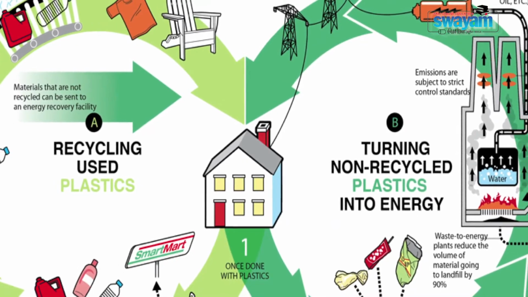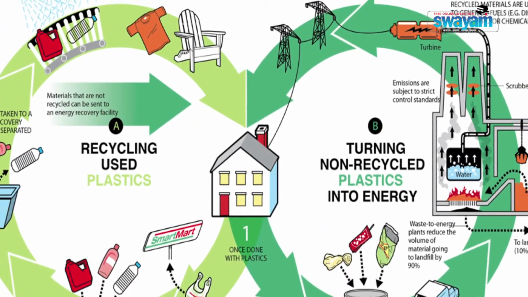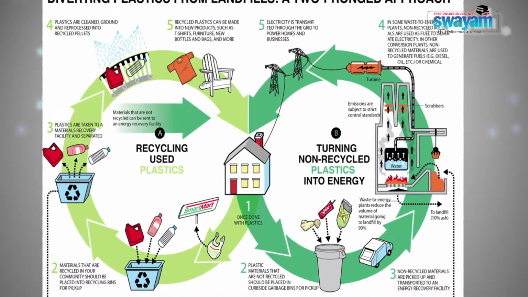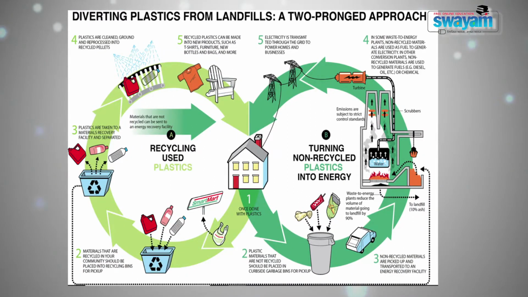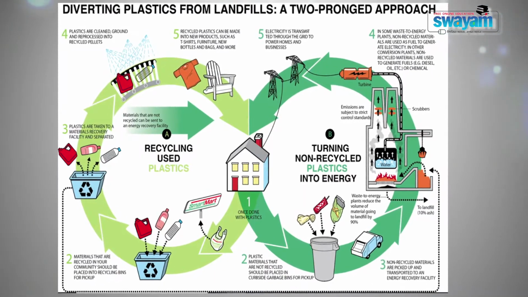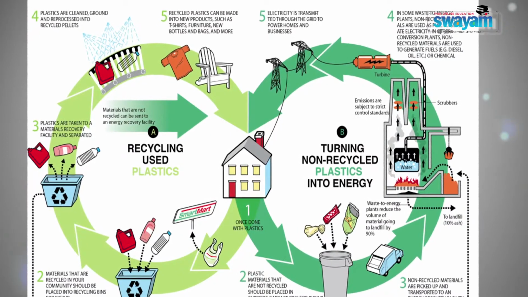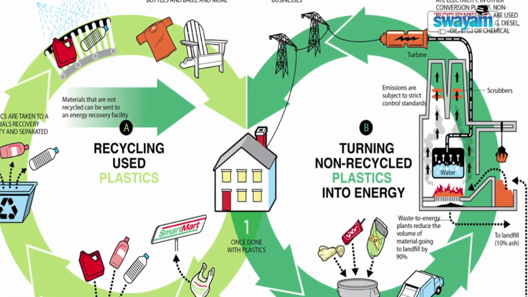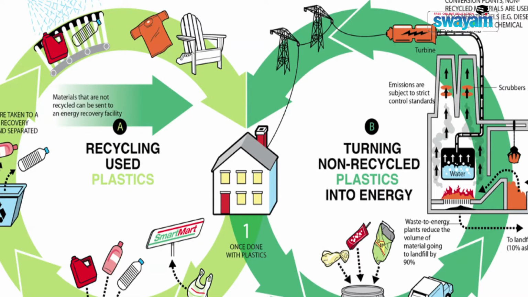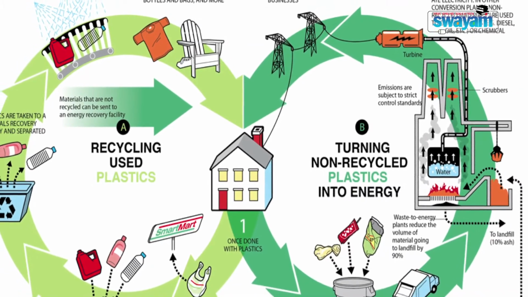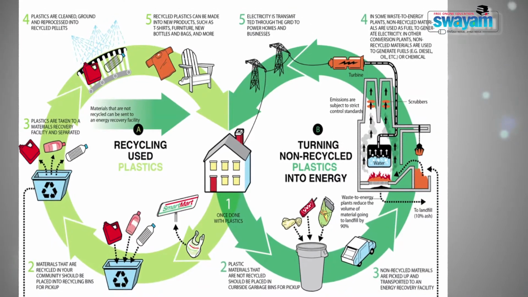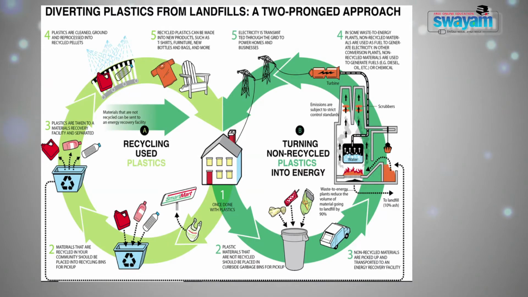First, we will go for turning non-recycled plastic into energy. The first step to be followed: once done with the plastic, the material which is not recycled should be placed in one garbage bin, and that garbage is picked up. The non-recyclable material is packed up and transported to the energy recovery facility. Then the material is converted into energy. The non-recycled material can be used for generating electricity in conversion plants, and recycled material is used to generate fuels like oil, diesel, etc. or chemicals. The electricity generated from non-recycled plastic can be transmitted through the grid to power homes and businesses. In this way, non-recycled plastic can be converted into energy.